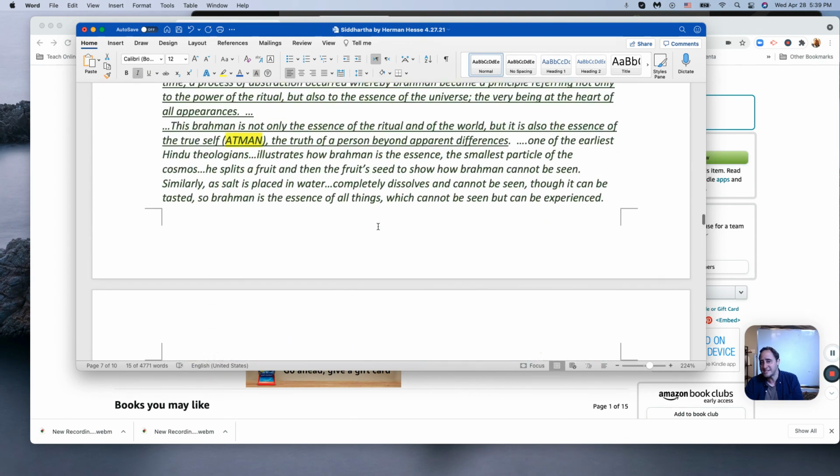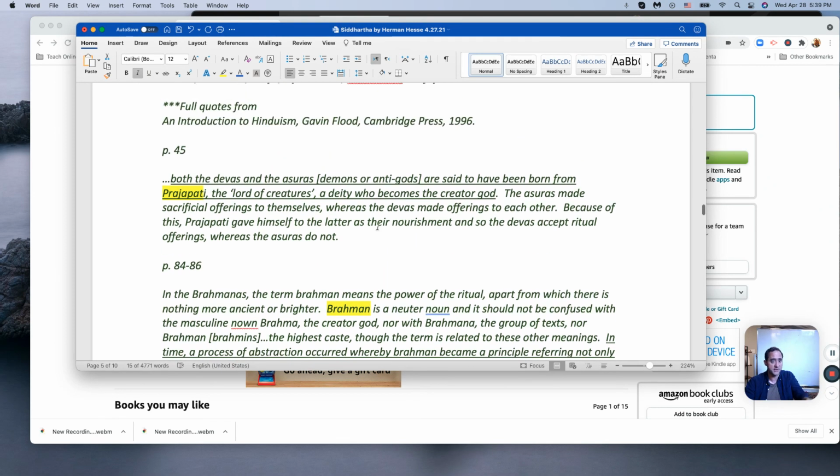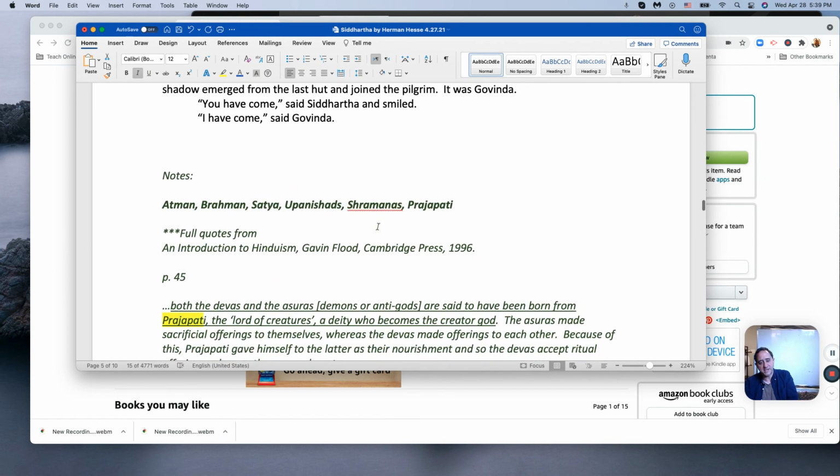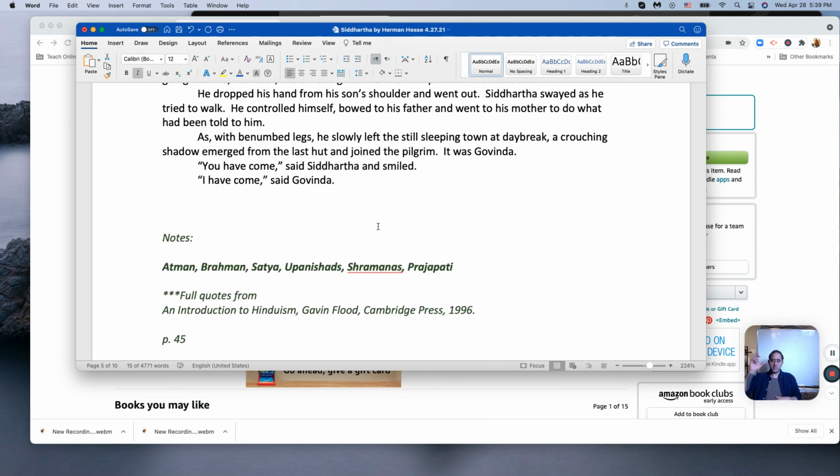What is Satya? Satya is truth. And the goal is to see what is real and what is not real. Remember, Brahman is what is real. What is Prajapati? We talked about Prajapati. And Atman, remember the Atman is the individual soul, and what is it connected to? The world soul.